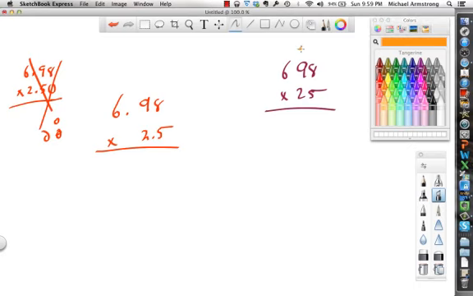Okay, 8 times 5 is 40. 9 times 5 is 45, plus 4 is 49. 5 times 6 is 30, plus 4 is 34. Add a 0. 2 times 8 is 16. Carry that 1. 2 times 9 is 18, plus 1 is 19. Carry that 1. 2 times 6 is 12, plus 1 is 13. Then add it all up.